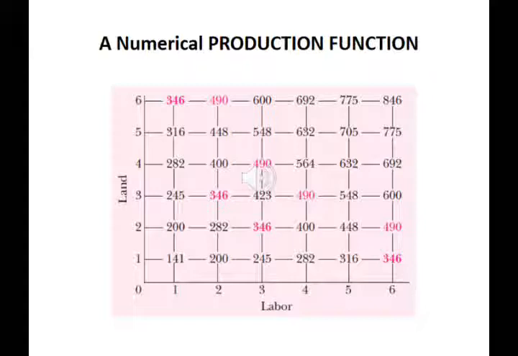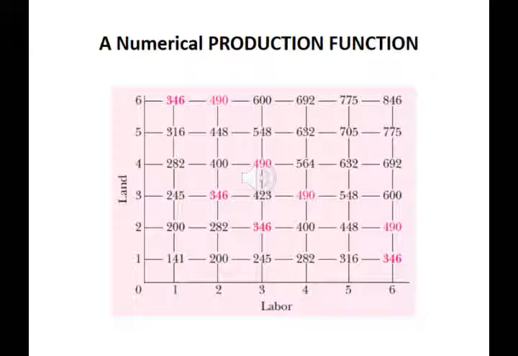What will happen to Q, or to the total product, or to the amount of output produced in this case? Let's see. As labor goes from 1 to 2 units, the level of output increases from 200 units to 282 units. This means that it increased by 82 units. Remember that we are sticking to 2 acres of land. This will be our fixed factor, and we are just changing the amount of labor used.